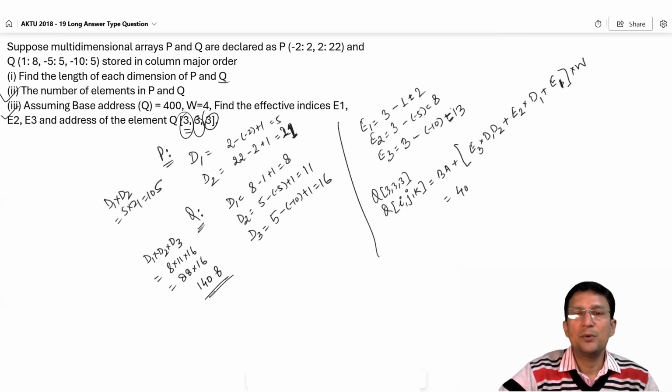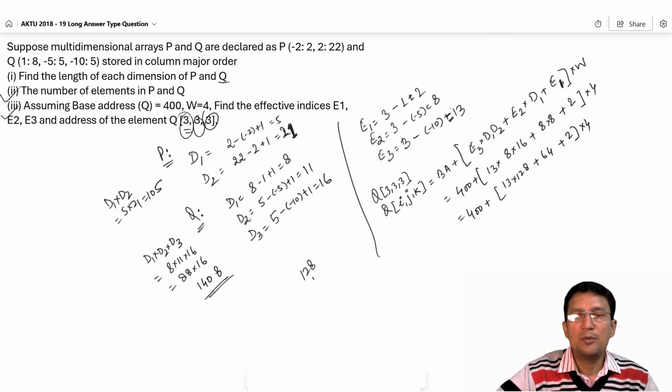single element. So base address is 400 plus E3 is equals to 13, D1 and D2. D1 is 8, D2 is 16, plus E2. E2 is 8, we have calculated it, multiplied with D1. D1 is 8, E2 is also 8 and D1 is also 8, plus E1. E1 in this case is 2, whole multiplied with 4. So this is equals to 400 plus 13 into 128 plus 64 plus 2 multiplied with 4.